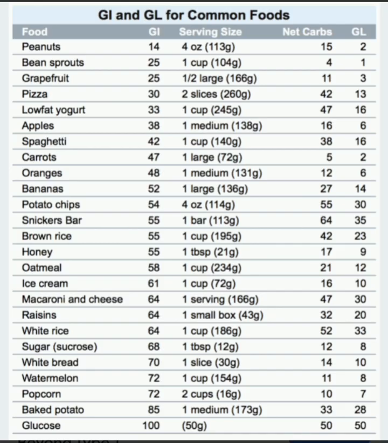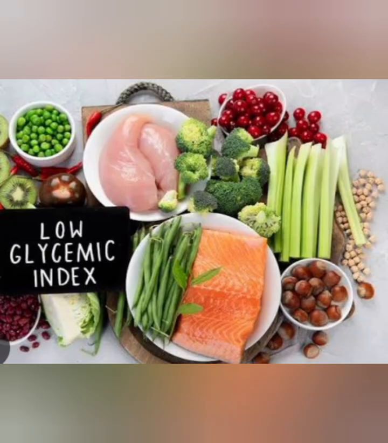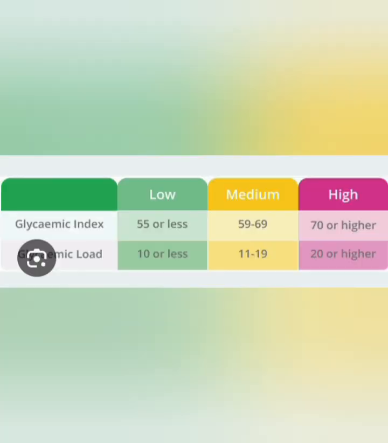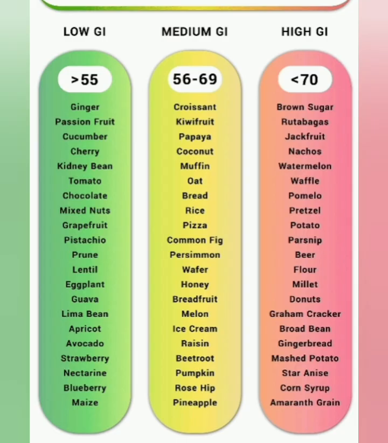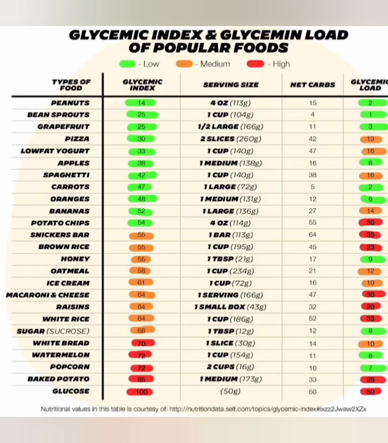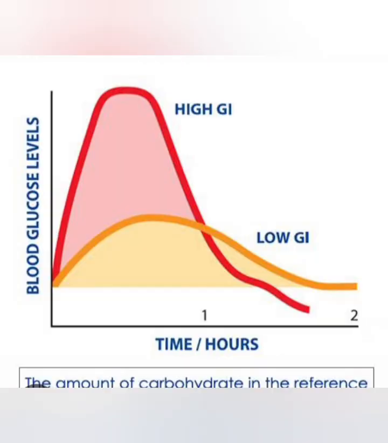Key differences: glycemic index is a relative measure. It compares the carbohydrate content of foods to pure glucose. Glycemic load is a more practical measure. It takes into account the serving size and carbohydrate content of a food. Glycemic index focuses on food type and glycemic load focuses on serving size.